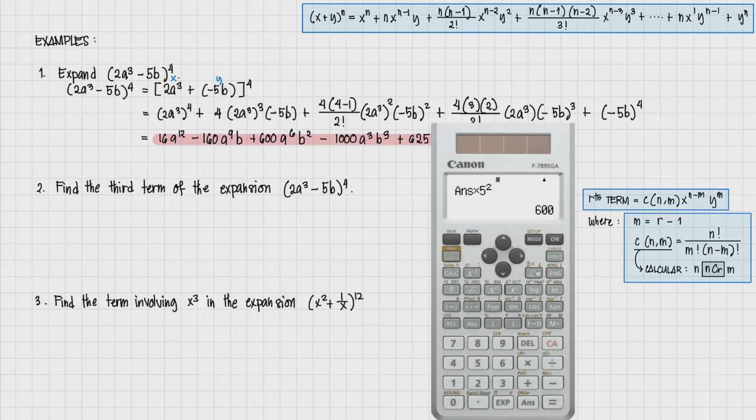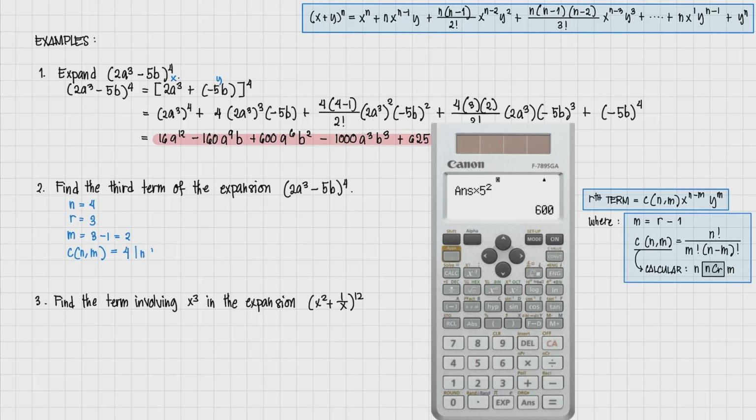So first, ano ba yung given sa atin? So we have your n, which is basically equals to 4. And then you have your r, which is the third term. So that's number 3. And then you have your m, which is 3 minus 1. So that's equals to 2. Right? And then you have your c and m, which is basically 4.